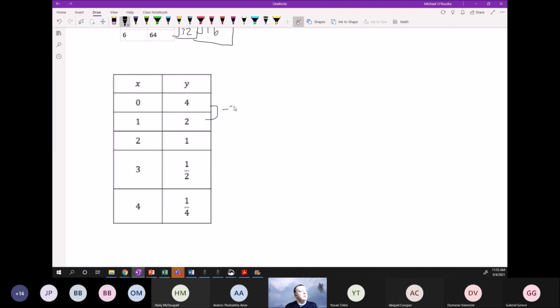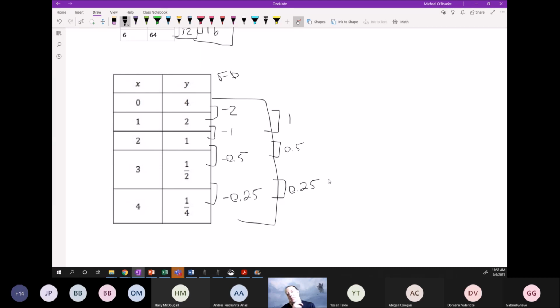-2, -1, -0.5, -0.25. So not the same. First differences, right? So let's do second differences. This will be 1. This will be 0.5. This is 0.25. Is there a pattern with that one as well?